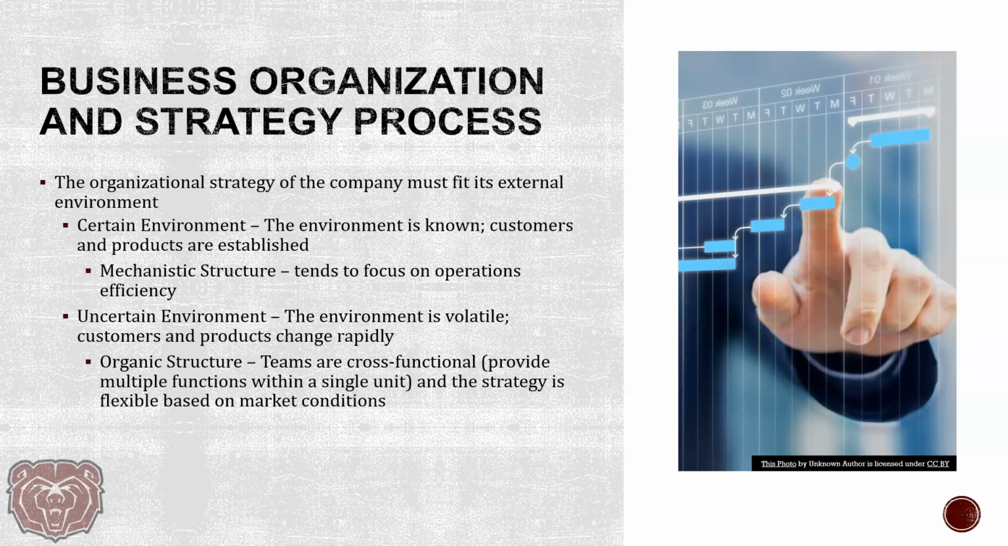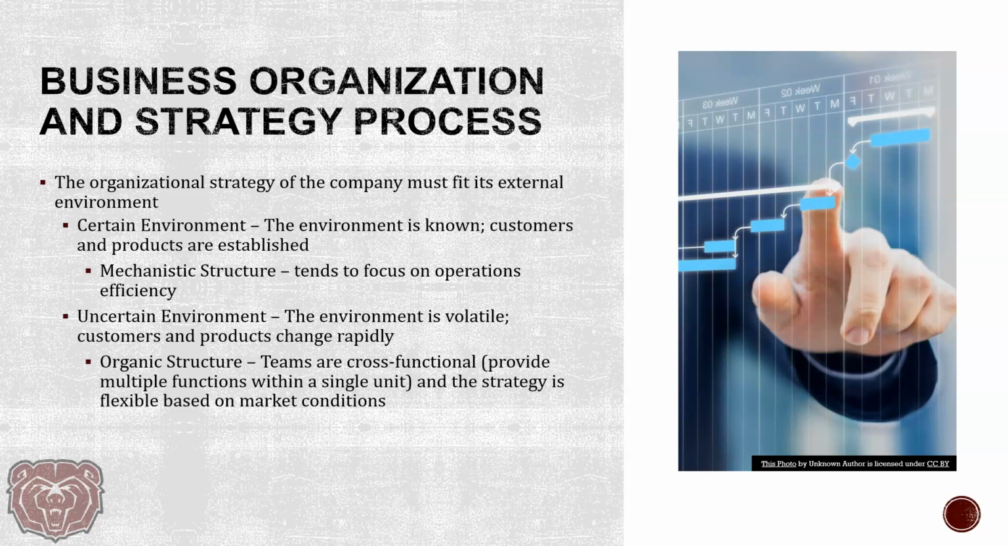You've got to make sure that the strategy of the company fits the external environment. What I mean by that is you have to look outside of the company and see what's working. You've got to check out your environment. Is it what we call a certain environment? This is an environment that's known. Customers, products, advertising, all of these processes are kind of established. They don't change much. They're pretty static. And since these things are static, you can focus internally. You can turn that eye inside and look at what we can do to be more efficient in our operations. So you have what we call a mechanistic structure. You tend to focus on the efficiency and effectiveness of your operations, because your external environment isn't going to change much. You don't have to worry too much about that.